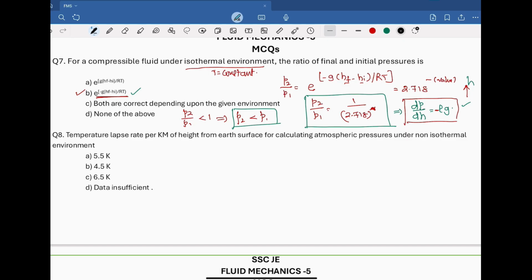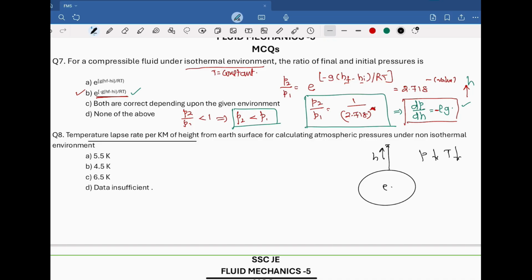Temperature lapse rate per kilometer of height from earth surface. Here, previously in the previous question it was isothermal. Temperature was not changing. Here temperature is changing. This is the earth surface. When height is measured this way, P is decreasing with height. There will be temperature decreasing. The decrease in temperature per kilometer is how much? That is called the temperature lapse rate with height.